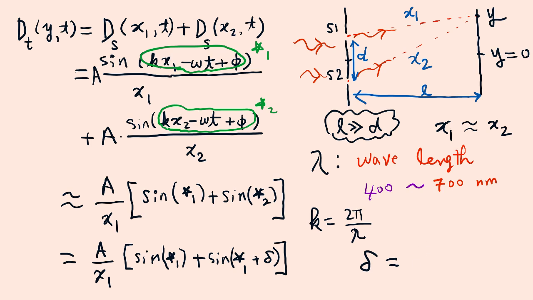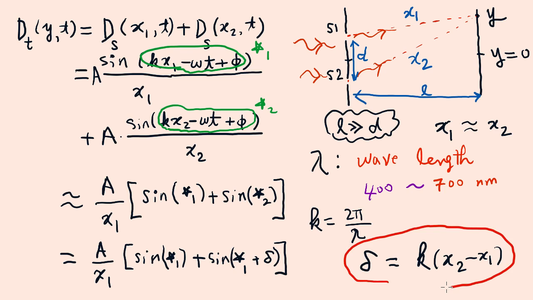So this delta is k times x2 minus x1. So that's it. This is the key quantity here. This plays the central role in this experiment. So let's discuss further on the next slide.